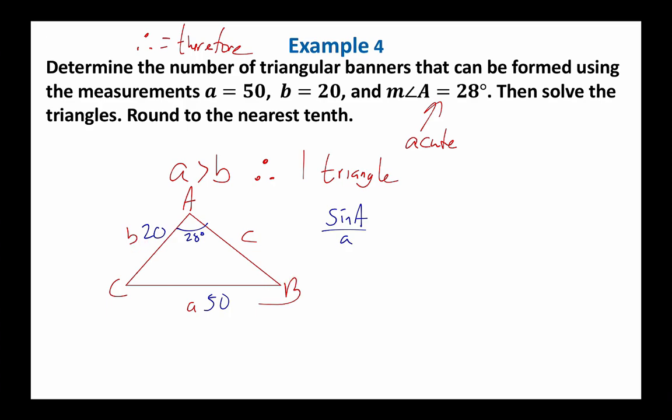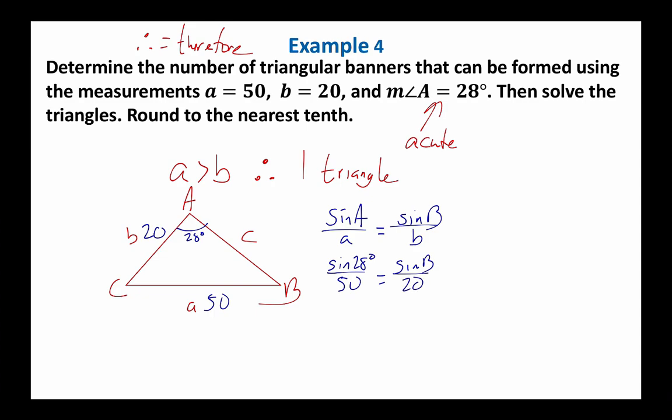So side length B, we know, well, we'll use sine of B over side length B. Plug in what we know. Angle A was 28, so we get the sine of 28 degrees divided by side length A, which is 50, equals sine of B. We don't know B yet. We're going to have to work on that. Divided by the side length B.